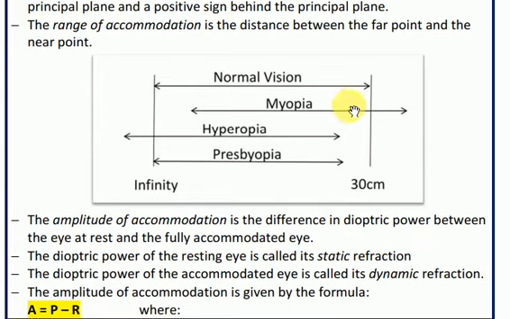So normal vision, myopia, hyperopia, and presbyopia. This is at infinity, and this is 30 centimeter. Amplitude of accommodation is the difference in dioptric power between the eye at rest and the fully accommodated eye. The dioptric power of the resting eye is called static refraction. The dioptric power of the accommodating eye is called dynamic refraction. The amplitude of accommodation is given by the formula A = P minus R.